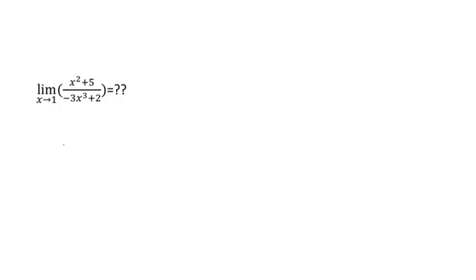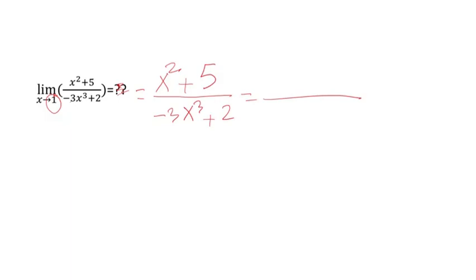So here's another example. We're trying to find the limit for x squared plus 5 divided by negative 3 times x cubed plus 2 as x is approaching 1. So the first step, just write out the equation: x squared plus 5 divided by negative 3 times x cubed plus 2. Then wherever you see x, just replace it with 1.